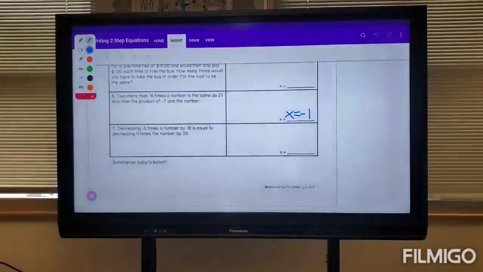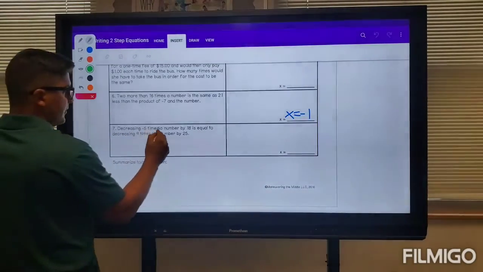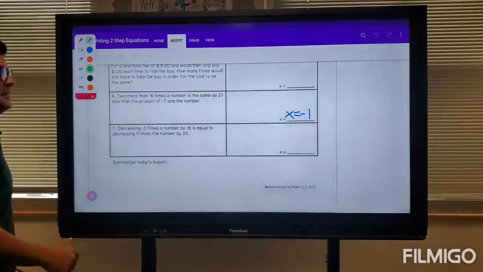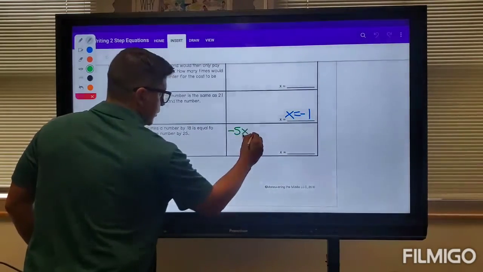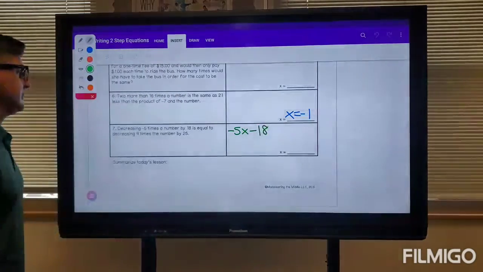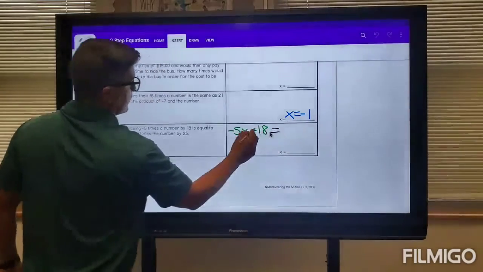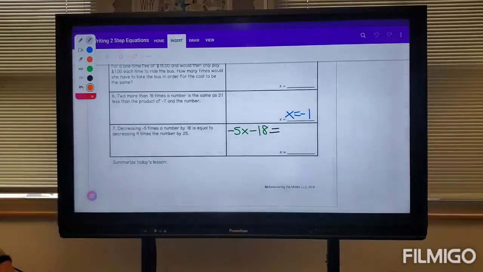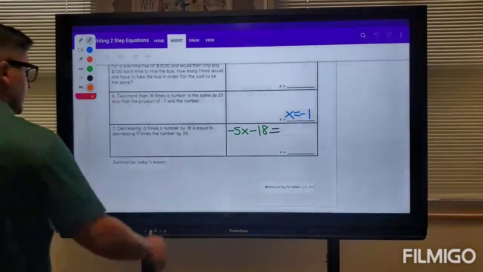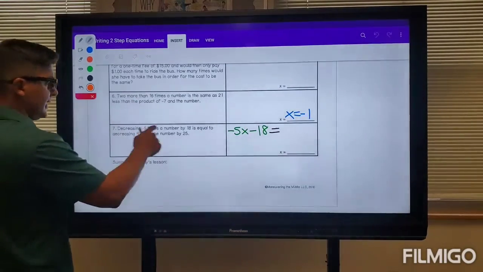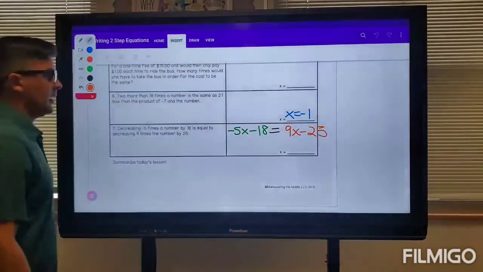Okay? And the last one, number 7. Decreasing -5 times a number by 18. Decreasing that number. So here's our number, -5 times a number. We're going to decrease that by 18. Is equal to decreasing 9 times a number by 25. Decreasing 9 times the number by 25. Okay, so there's your equation.